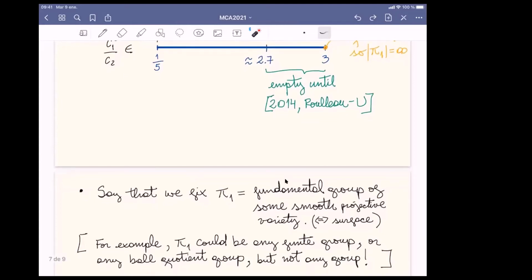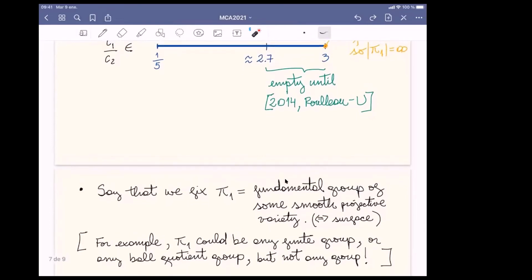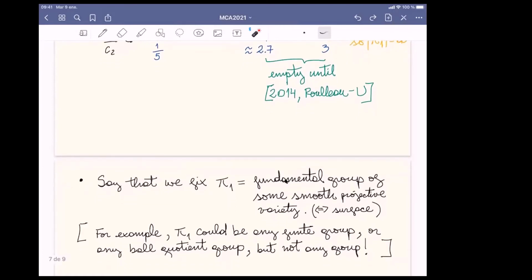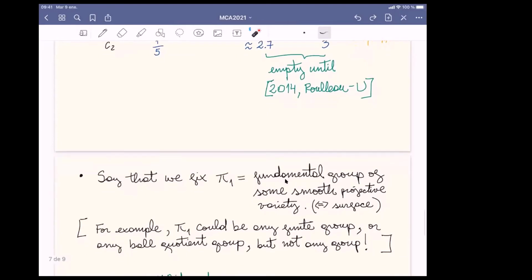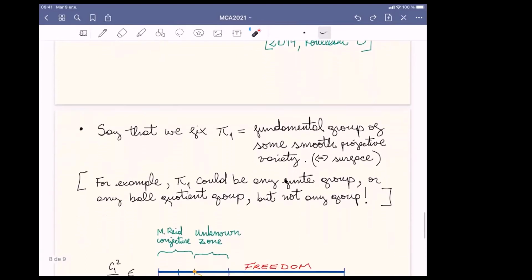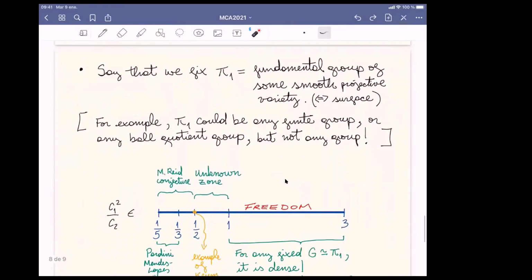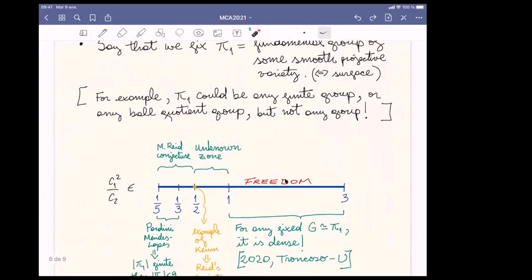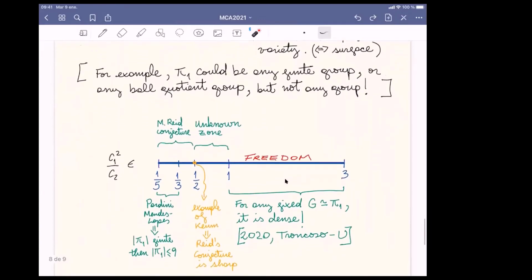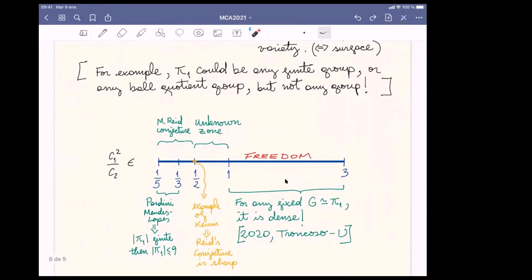But of course, not any group. There are some restrictions. For example, the first Betti number has to be even because of the Hodge decomposition. So what we know, and what is the theorem here? So we know here, so again, you have 1/5 to 3.